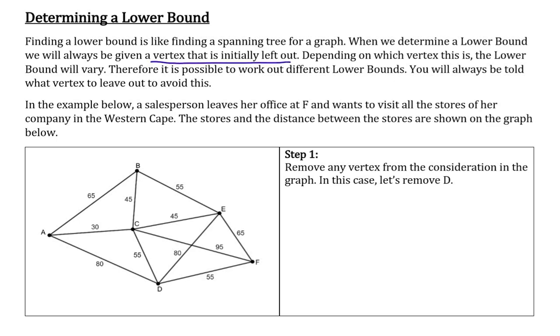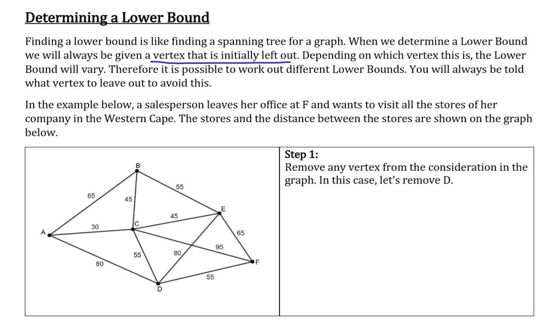Now, depending on which vertex is left out, the lower bound will vary. So you could take a graph like this one and find a series of lower bounds by each time leaving out a different vertex, using the algorithm and finding all the lower bounds. Obviously, the highest of the lower bounds is the one you're actually interested in, because no solution will exist below the lower bound. And so the higher the lower bound, the more accurate your range would be, if that makes sense.